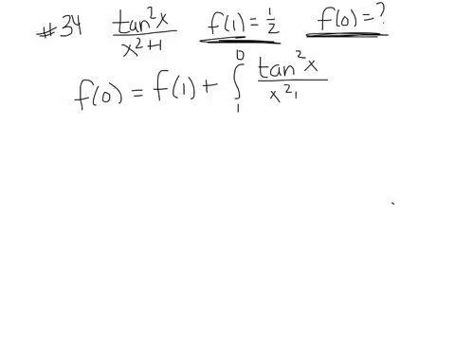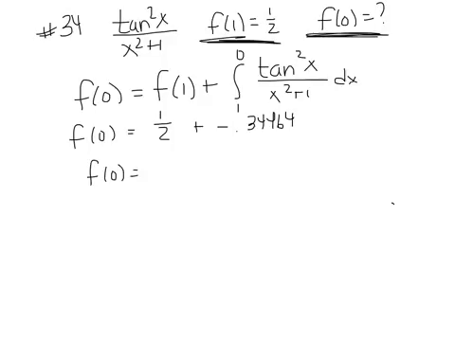over x squared plus 1 dx, of which that is a hard antiderivative to find, even with trig substitutions. I do know that f of 0 is equal to f of 1, which is a half, plus this antiderivative, but this is a definite antiderivative that your calculator can take. So you're just going to math 9 that and throw in tan squared x over x squared plus 1 in terms of x between 1 and 0, and it should spit out the number negative 0.34464.